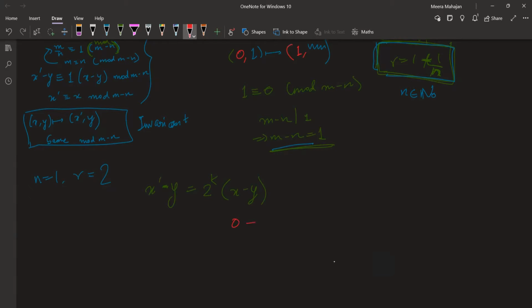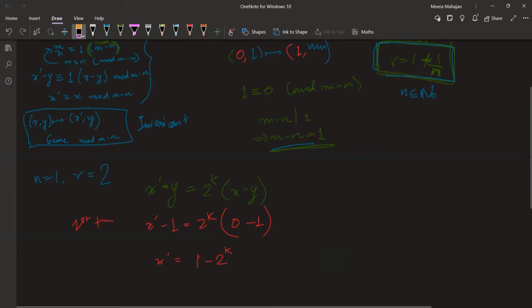Initially it is at 0, the blue bead is at 1, and you get x dash minus 1 is 2 to the power k. This is on the first term. Hence you get x dash is... and we are going negative, so we reject this idea.